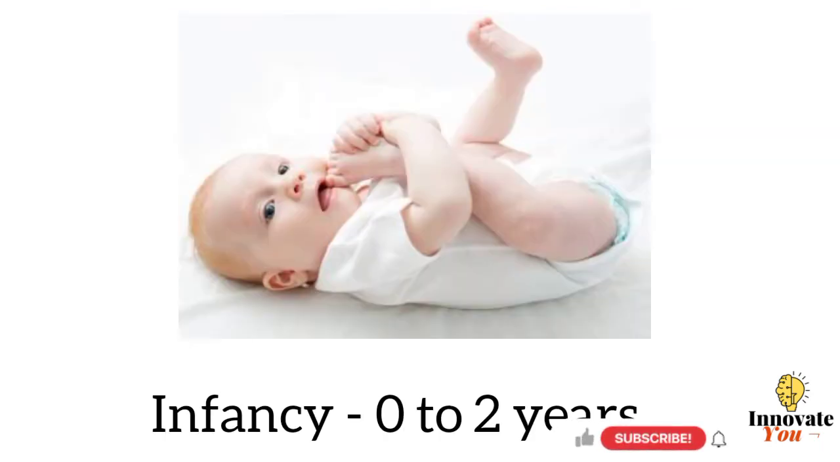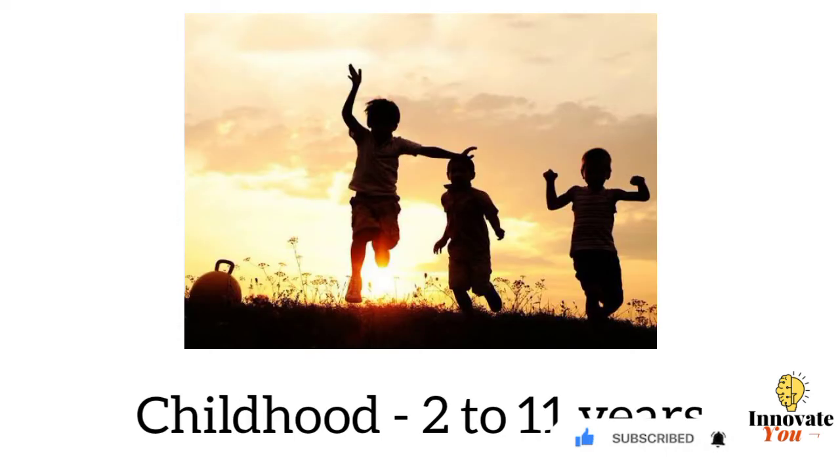Now, let's have a look at infancy. Infancy is from 0 to 2 years. In infancy, child will try to walk. Next is childhood. Childhood is from 2 to 11 years. Over here, child will make a gang in this stage. In this stage, there are two stages, that is, early childhood and later childhood. Early childhood is from 2 to 6 years, and later childhood is from 7 to 11 years.